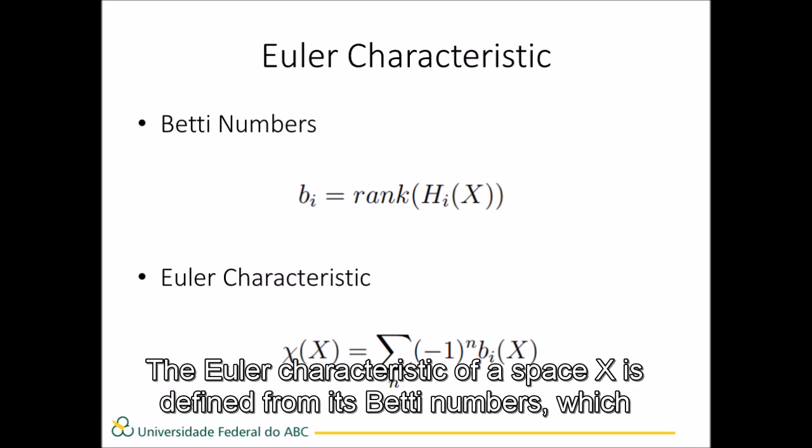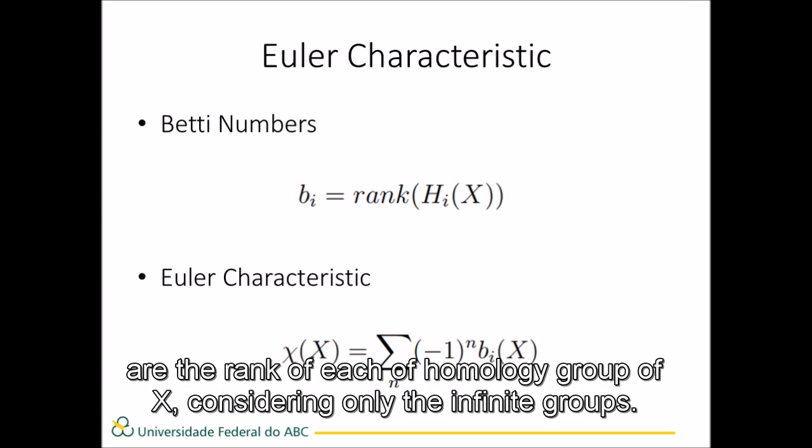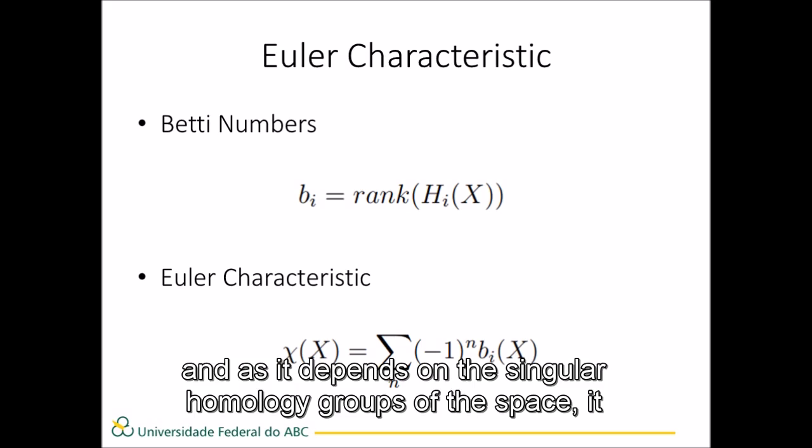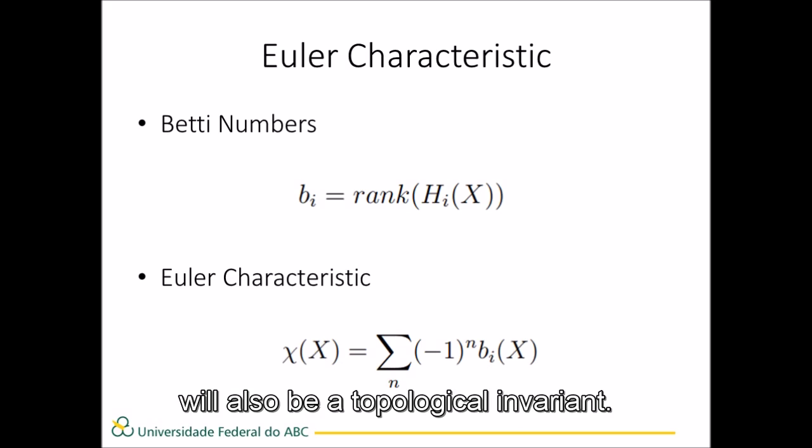The Euler characteristic of a space X is defined from its Betti numbers, which are the ranks of each homology group of X, considering only the infinite groups. The Euler characteristic will be the alternating sum of Betti numbers, and as it depends on the singular homology groups of the space, it will also be a topological invariant.